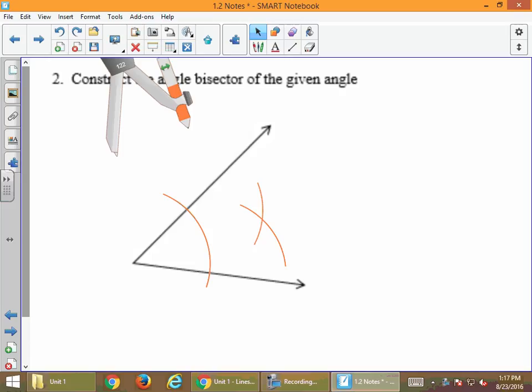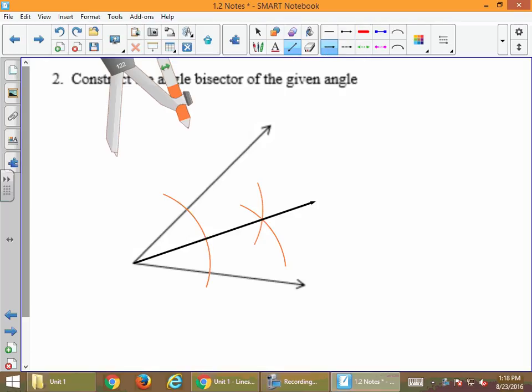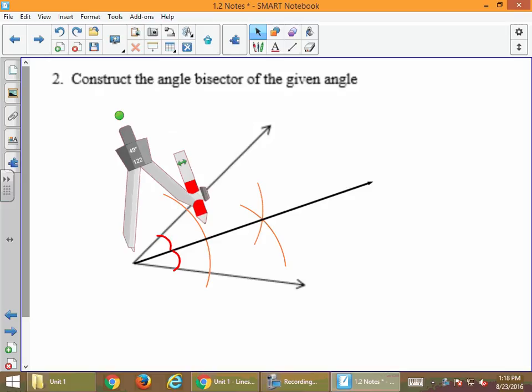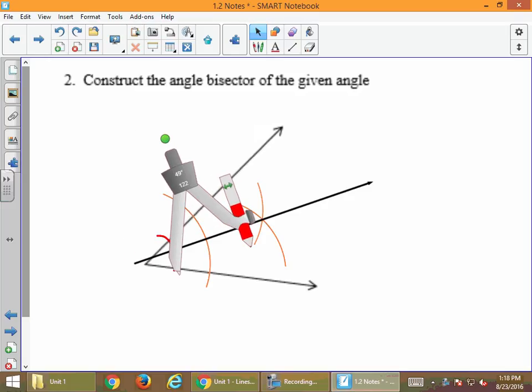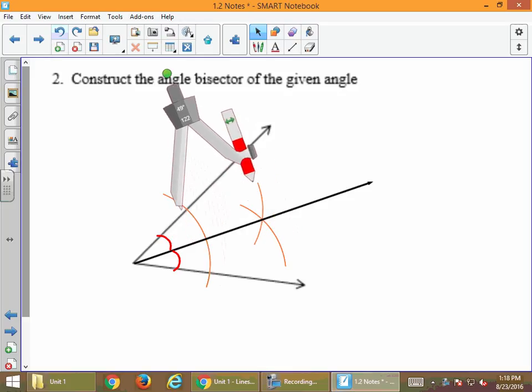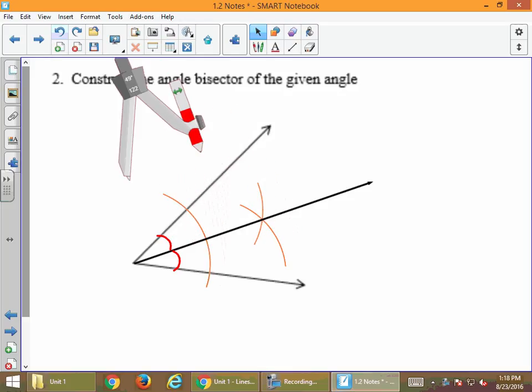Last step, vertice to intersection point. And you just made an angle bisector. Now I know that this angle is congruent to this angle. They're the same. Measures are. Again, all I did, took my compass, made an arc that connected both rays, up here and down there. Moved my compass to that intersection point, made an arc. Went to the one above, made an arc. They should intersect in the middle, and I connect my vertice to that point.